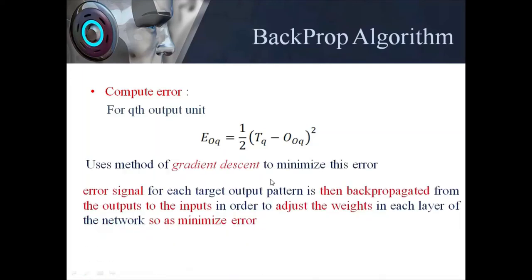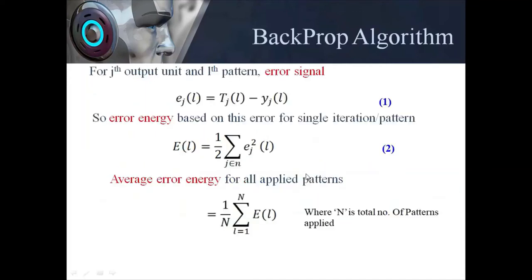So using the gradient descent method to minimize this error, I calculate this and then I have to backpropagate. For all the n patterns, this is going to be averaged over all the values of n. So for n patterns, this would be given by 1 over n, and the summed mean squared error of all the n patterns applied.